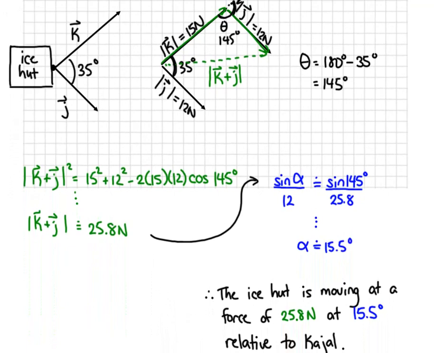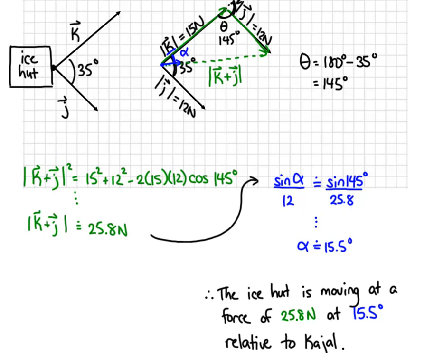All right, so cosine law is at the bottom in green, and I found out the resultant is 25.8 newtons for the magnitude. Okay, when we describe a vector, so the resultant vector, it has a magnitude, which I have in green, but you also need a direction. So how do we describe the direction that the ice hut is moving? Well, what I would do is I would say, since it started here, I'm going to say it moves in this general direction, but at this angle relative to K. So I'm going to call this alpha.